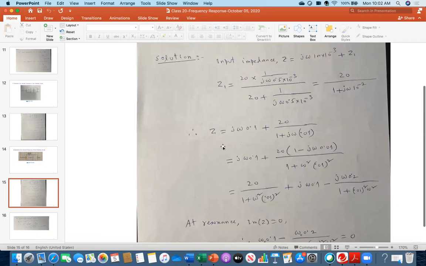Therefore, the very first thing is that everybody makes sure that you are getting the correct Z. That is number one. If you have made a mistake in calculating the Z, then you will not get the result.